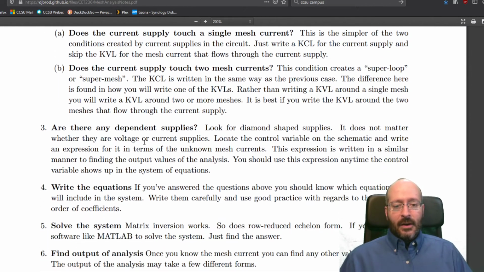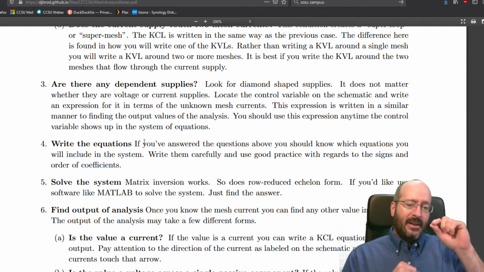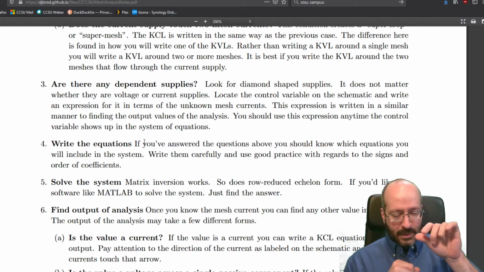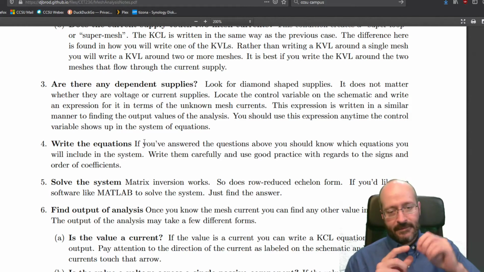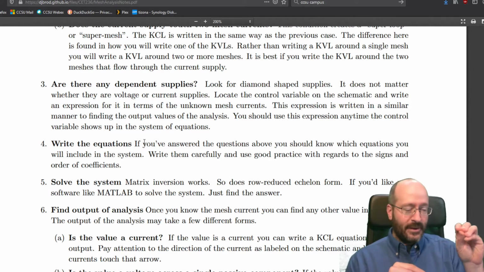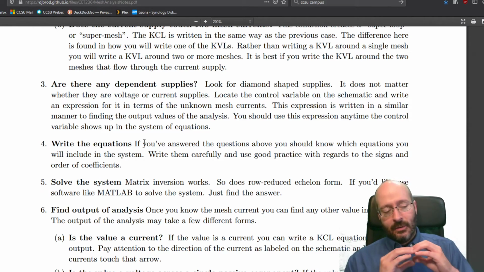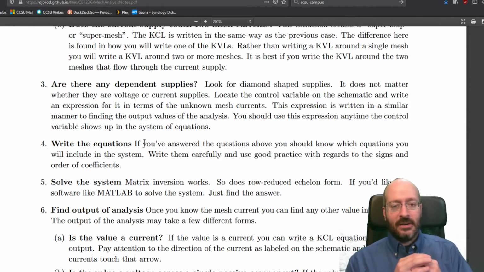The next thing I notice are any dependent supplies. I'm looking for anything that's in a diamond. It's a voltage supply if it has the plus and minus inside the diamond. It's a current supply if it has an arrow inside the diamond. If I see a dependent supply, I know I'm going to have to find the control variable somewhere else in the circuit, write the expression for that control variable, and then substitute that into the equation at some point so that I can get down to a system of equations that has only constants and only unknown mesh currents.